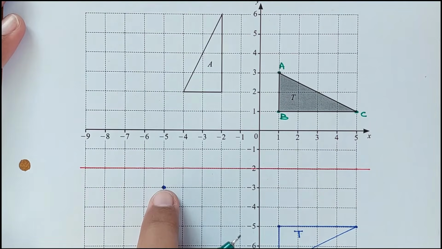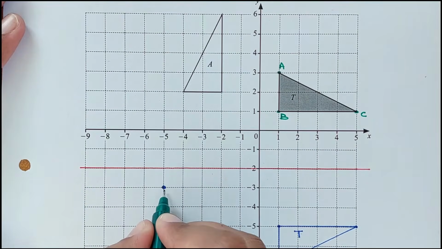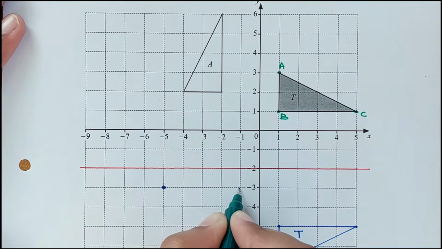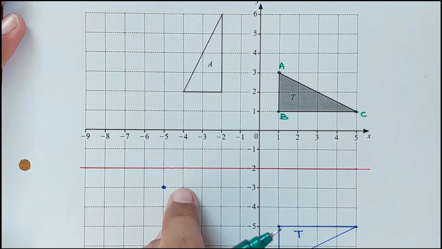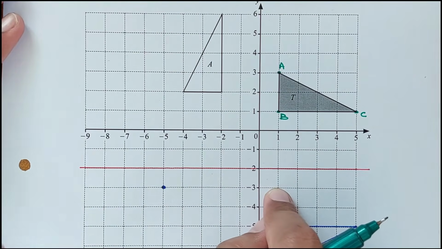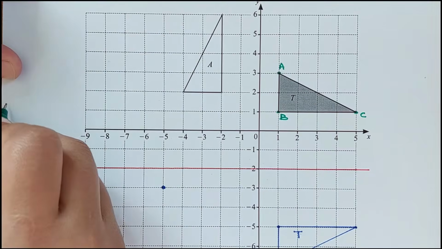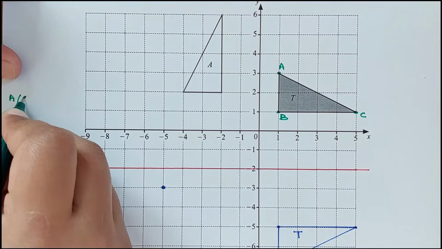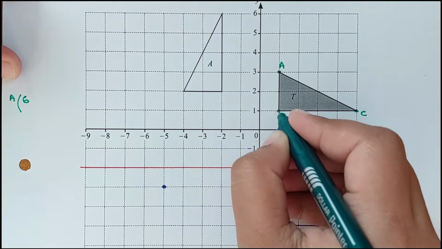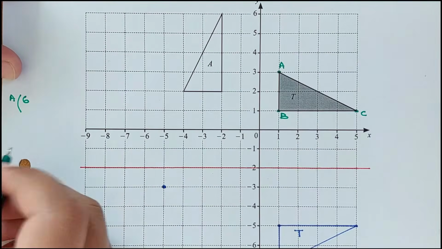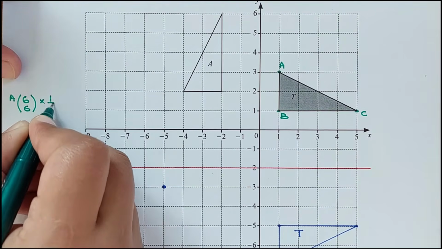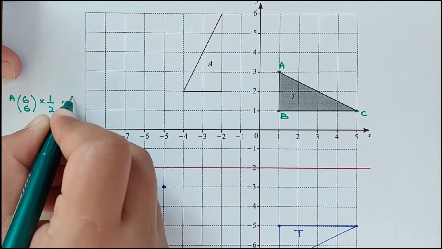So from the center, we have to find how much is the distance to A, B, C. So 1, 2, 3, 4, 5, 6, 6 units to the right. So for A, I'm working on A. 6 to the right, and we are moving 6 up. Times by the scale factor 1/2. So this would be 3, 3.